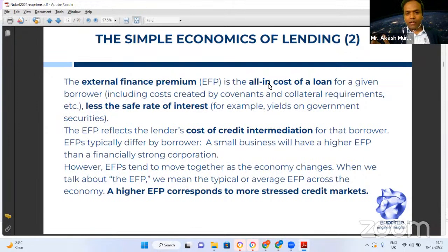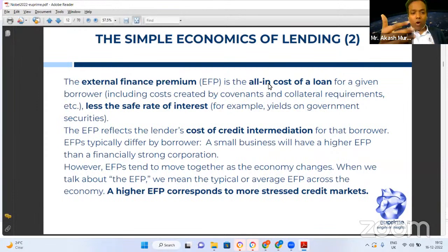There is something called the risk-free rate, which is the rate at which the government lends money. You can buy a Government of India bond or a US Treasury bond. We call it the risk-free rate because we assume that sovereign governments don't default. So let's suppose the risk-free rate is 5% and banks charge 4% on top of 5%. So the overall interest rate for a retail bank is 9%, 5 plus 4. This is also called cost of capital, also called external finance premium.